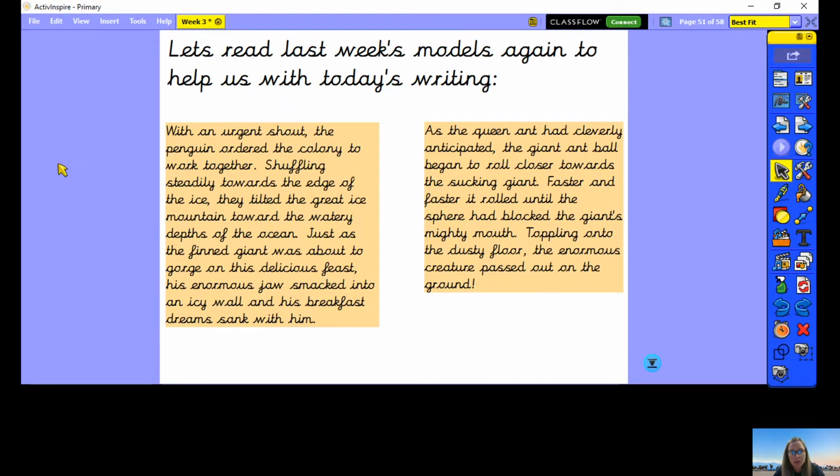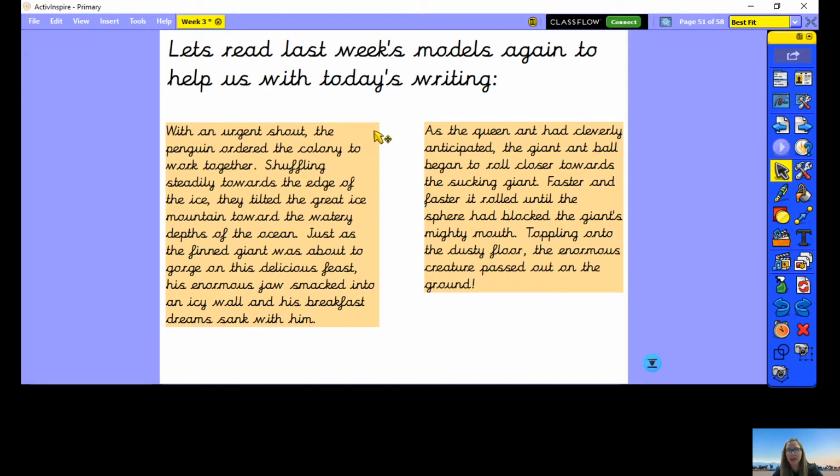With an urgent shout, the penguin ordered the colony to work together. Shuffling steadily towards the edge of the ice, they tilted the great ice mountain towards the watery depths of the ocean. Just as the giant was about to gorge on this delicious feast, his enormous jaw smacked into an icy wall, and his breakfast dreams sank with him. Okay, so that's our penguin modelled story from last week.